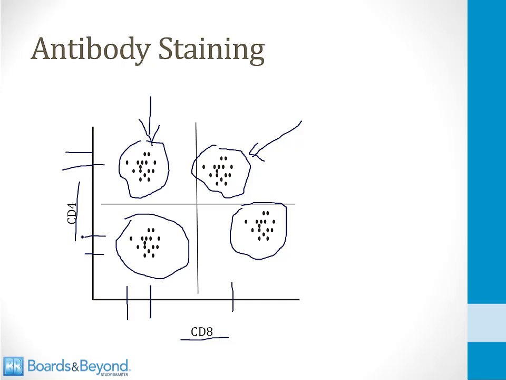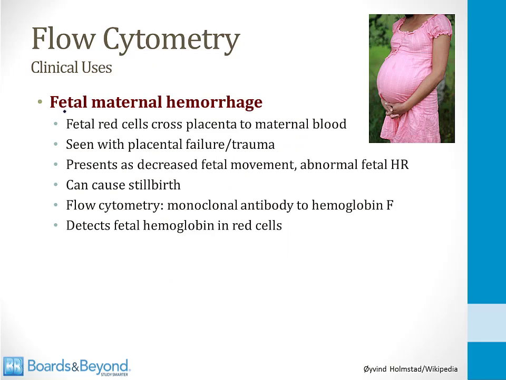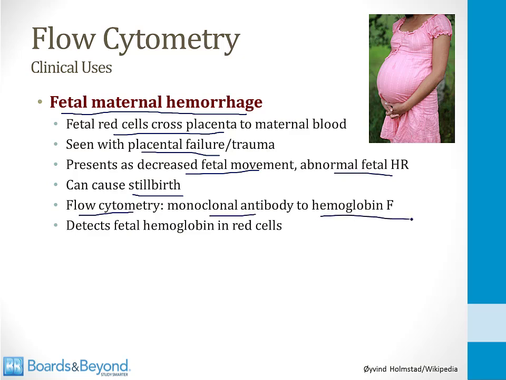One of the clinical uses of flow cytometry is to detect fetal maternal hemorrhage. This occurs when fetal red blood cells cross the placenta and enter the maternal circulation. It's seen in cases of placental failure or trauma. It can present as decreased fetal movement or abnormal fetal heart rate, and it can cause a stillbirth. Flow cytometry can be used by employing monoclonal antibodies to hemoglobin F. If you detect significant amounts of fetal hemoglobin in red cells in the maternal circulation, it indicates that fetal red blood cells have crossed over to the maternal side of the placenta.